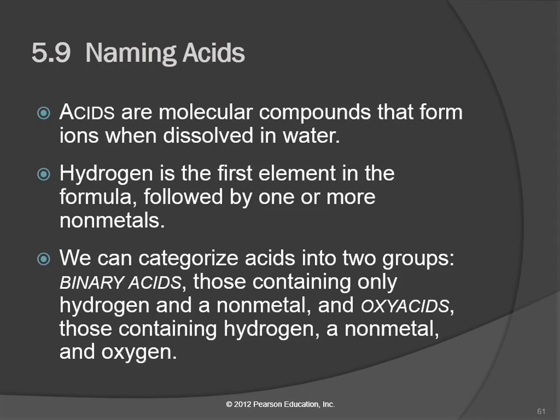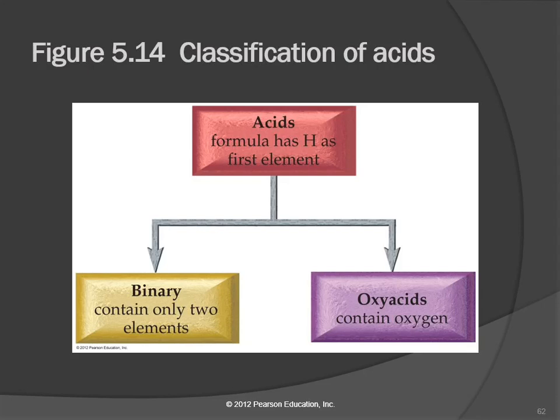Acids fall into two categories. I'm not super happy with how your book does this. It talks about binary acids, those containing hydrogen and a nonmetal, and oxyacids, those containing hydrogen, a nonmetal, and oxygen. I prefer to think of them as the oxyacids and the other acids. So here we have oxyacids. These have oxygen. These acids do not have oxygen.